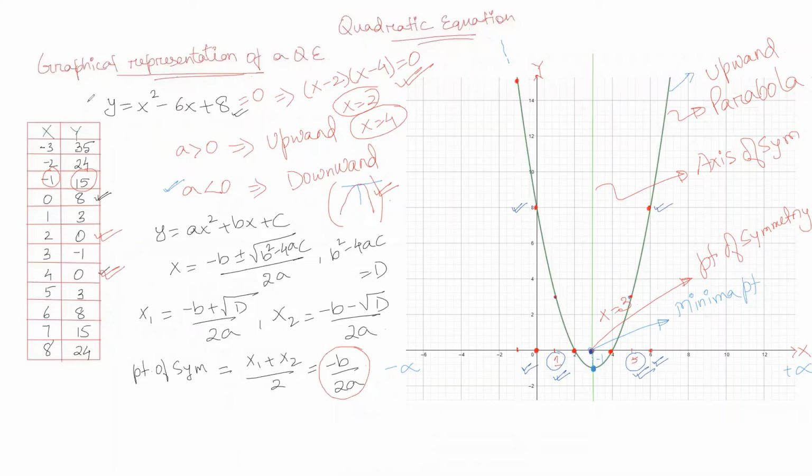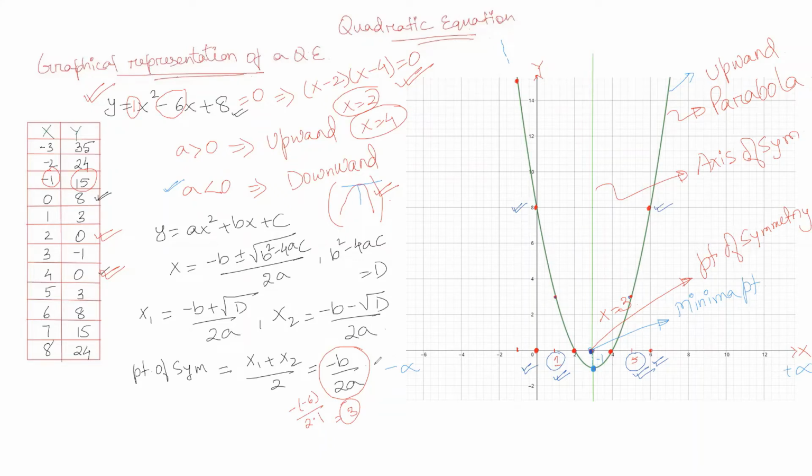We can verify this for this quadratic equation as well. For this quadratic equation, the value of b is minus 6 and the value of a is 1. So minus b by 2a would be minus of minus 6 upon 2 into 1, which would be 6 by 2, that is 3. And from this graph, we know that x equal to 3 is the point of symmetry. So we can simply use x equal to minus b by 2a to find the point of symmetry for any quadratic equation.